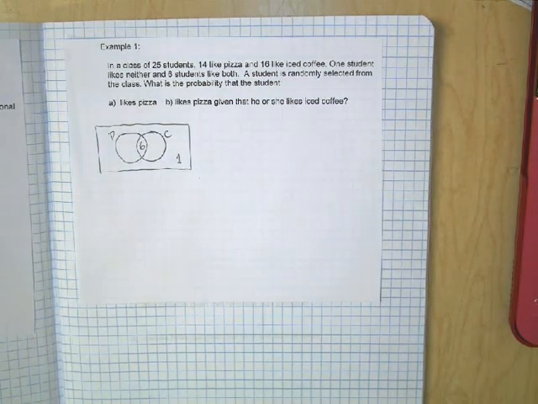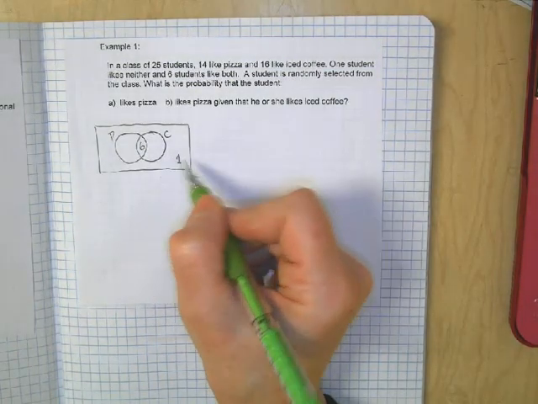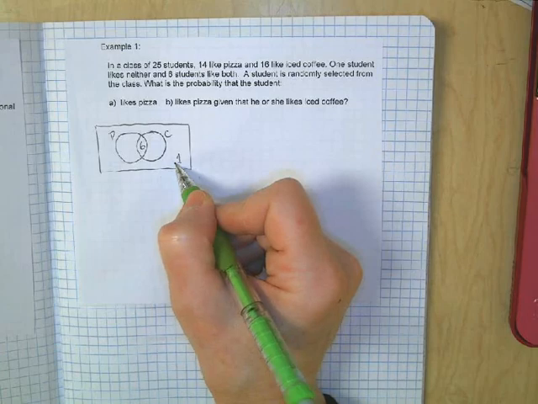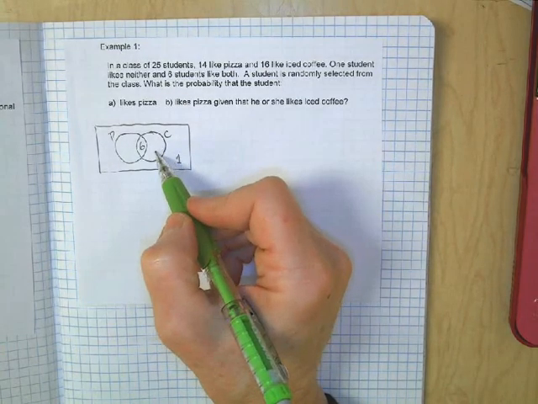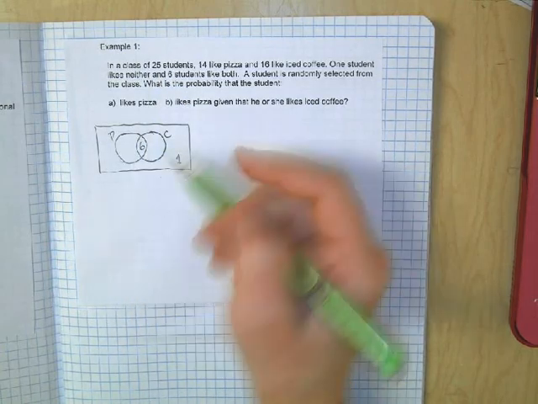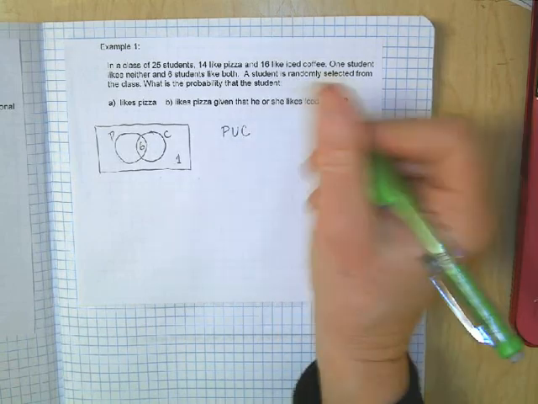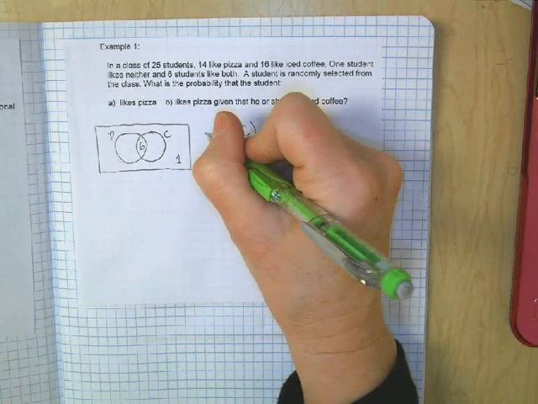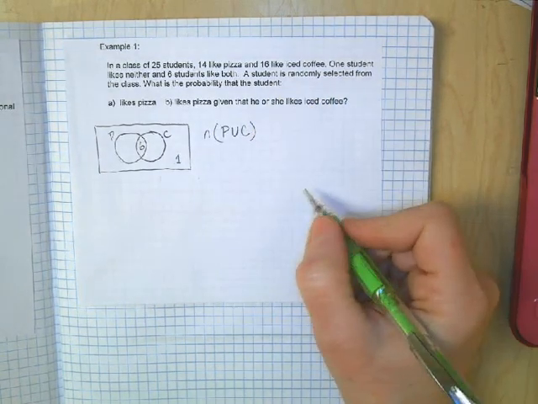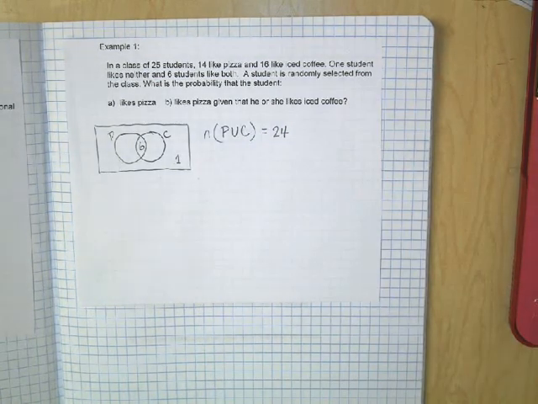So what is then the union of pizza and coffee? If there's one person who likes neither, then that means everybody else likes either one or the other or both. So that would be 24. So I know that the number in the union of pizza and coffee has to equal 24.